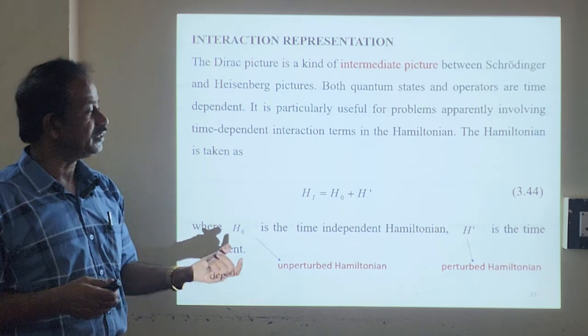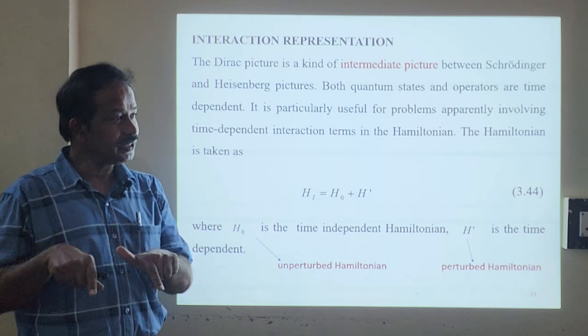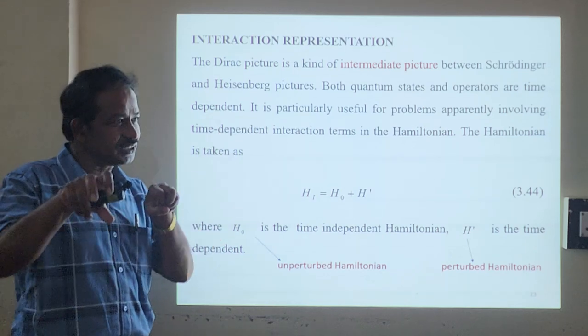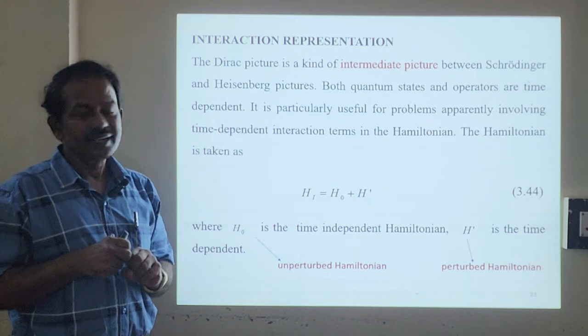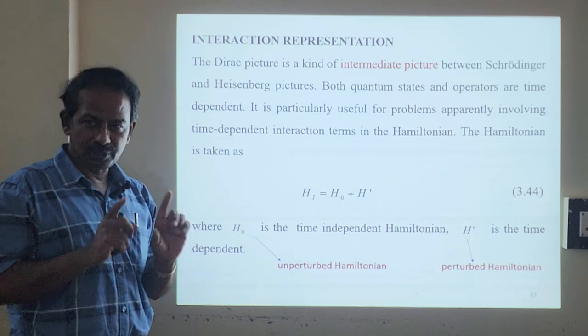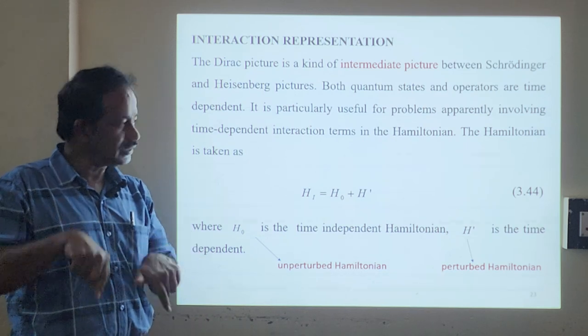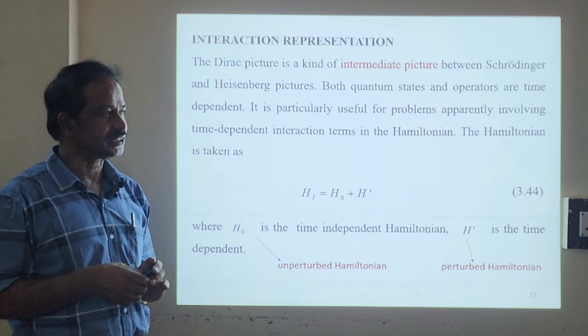Now what we are going to do, since both depend on t, is combine the Schrödinger picture as well as the Heisenberg picture, correct? We are going to combine these two and get the total picture.